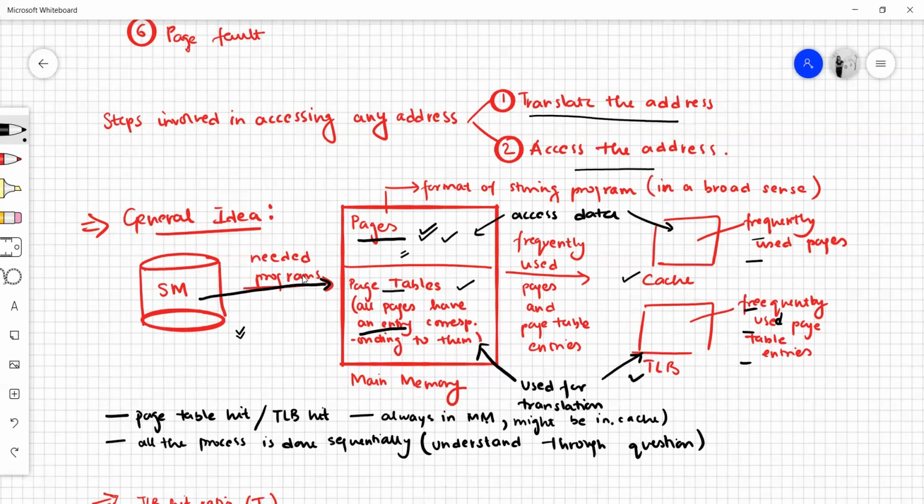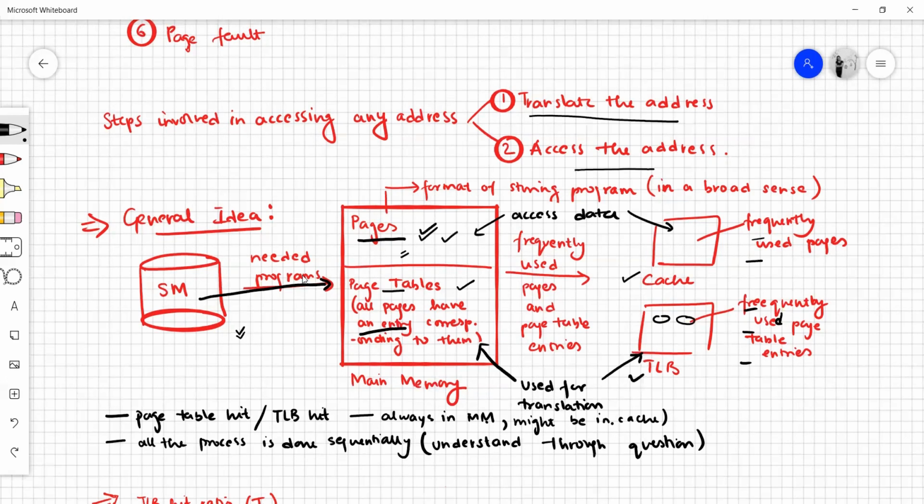How? Whenever you get an address from the CPU to access, you go to the TLB to check whether we can translate the address from the TLB itself. If we are able to do that, we don't go anywhere else, and we move on to accessing the address because we have already translated from the TLB. That is called a TLB hit.